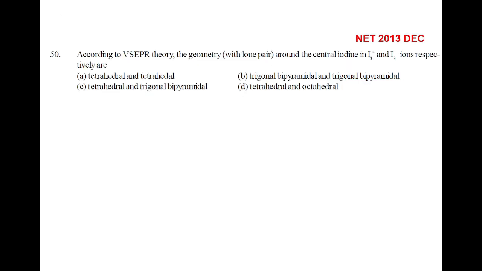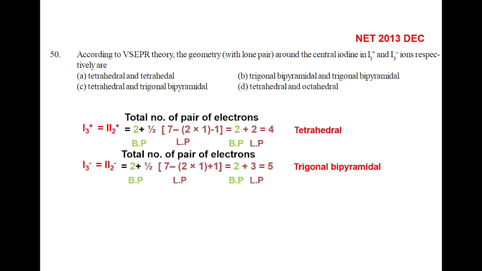According to VSEPR theory, the geometry around the center in I3 minus, I3 plus, like Br3 plus, Br3 minus. One is tetrahedral, another will be trigonal pyramidal. So in case of Br3 plus, Br3 minus, this will be the answer. The answer will be C. C is the correct answer.